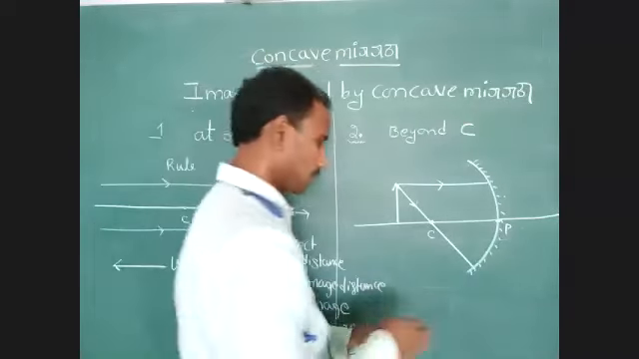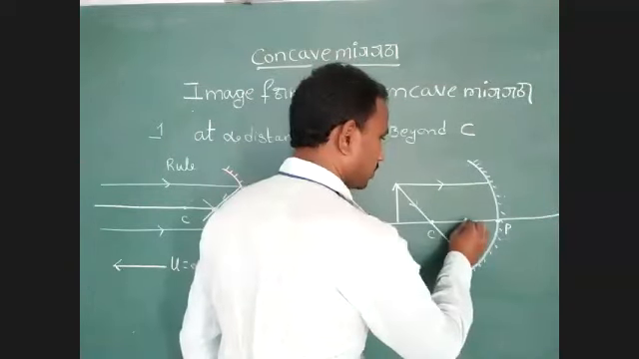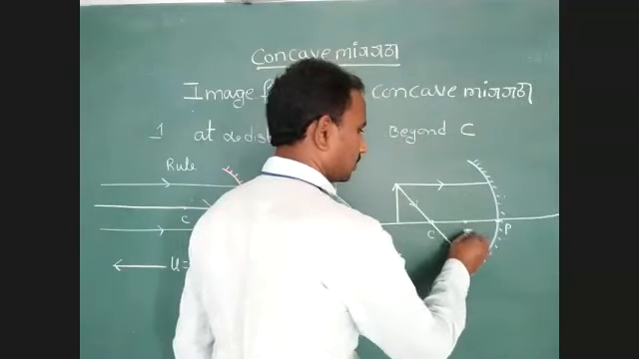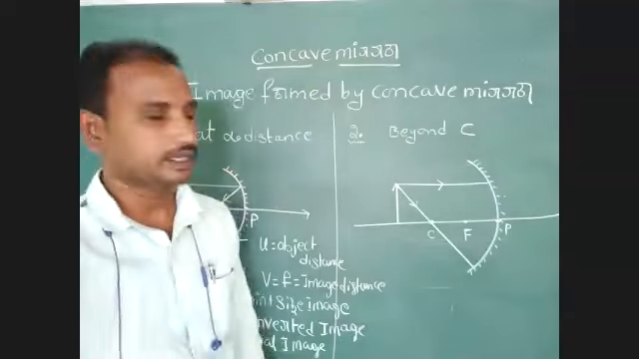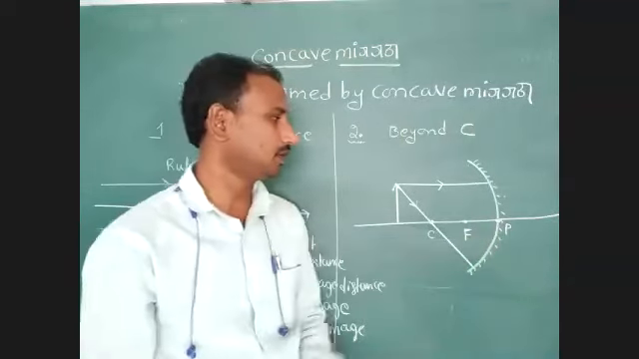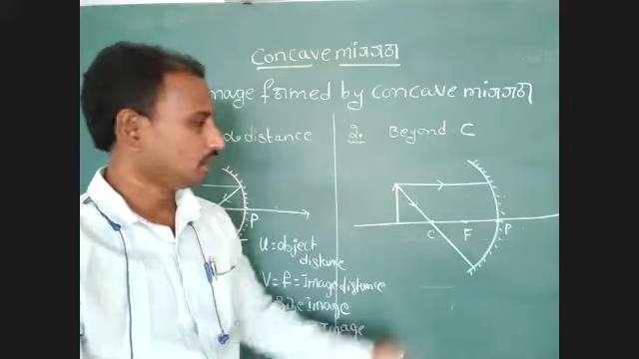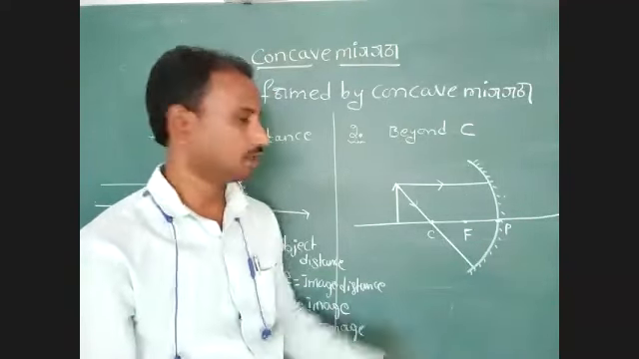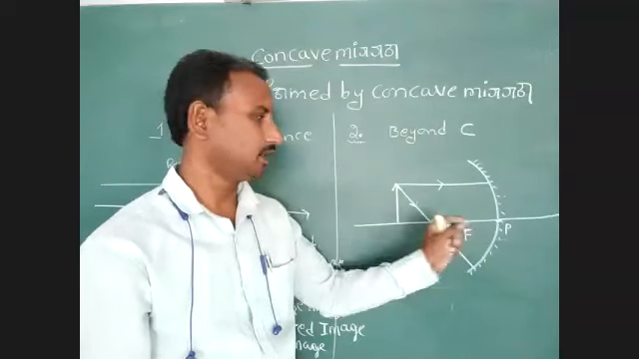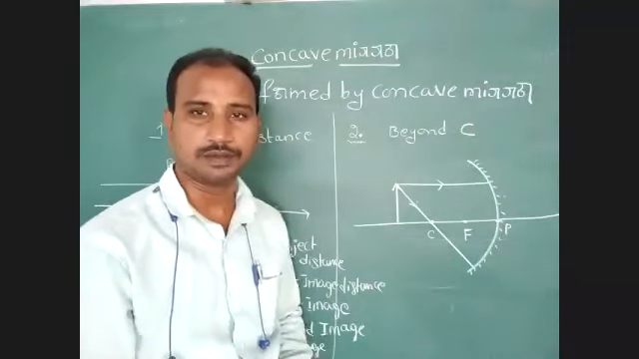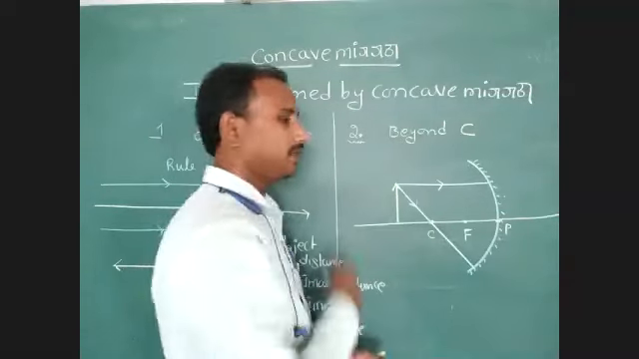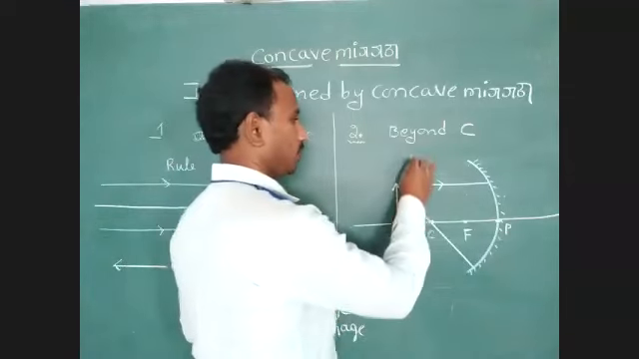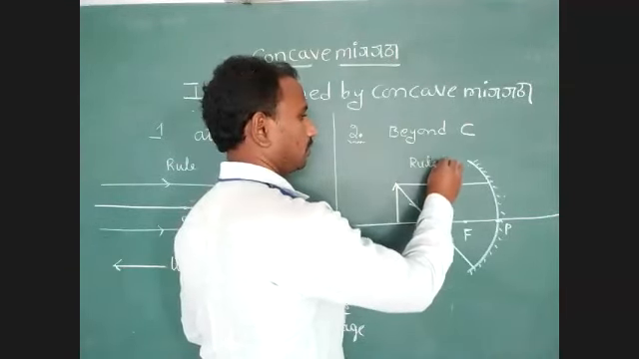Okay, students. Now, where is the principal focus? We have to consider the principal focus exactly between the center of curvature and the pole. It is the midpoint of this length. So the midpoint of the CP length is nothing but the principal focus. Now we have to apply the rules. How many rules can we apply here? One is rule one. What is that rule one?